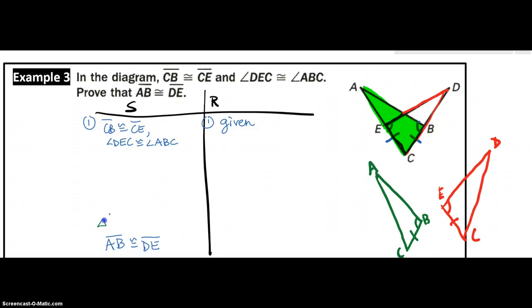So triangle ABC, and you can do this in any order, congruent to what matches up. Wait, should we leave a space under that? DEC. Yes, I would leave some space in between, because we're going to fill in the steps.